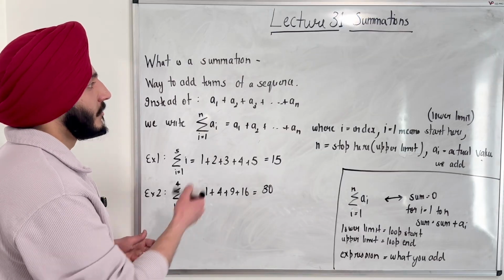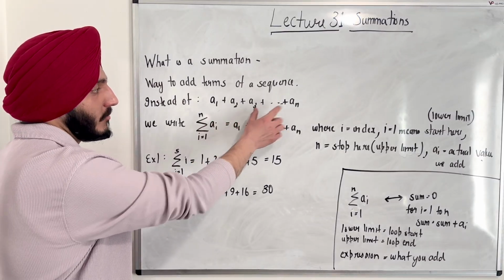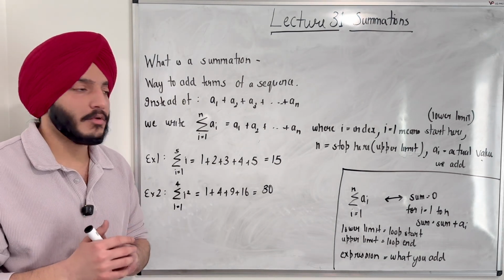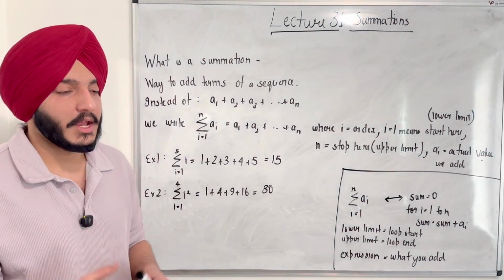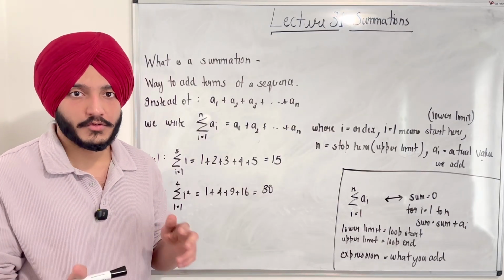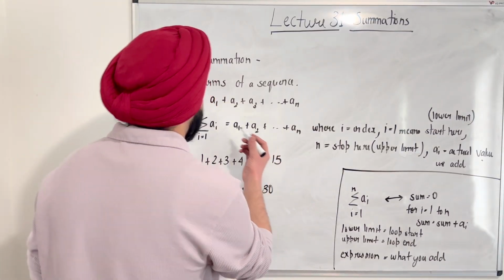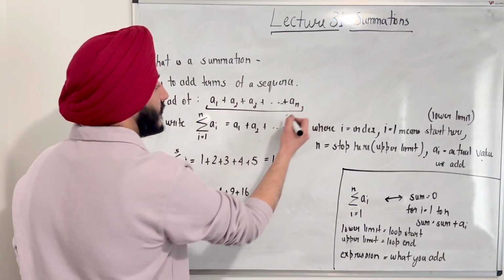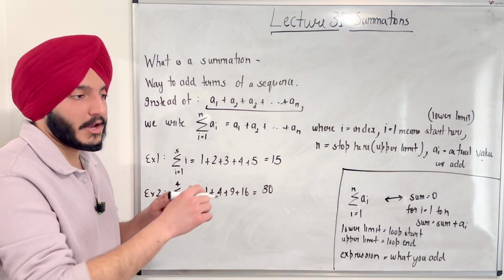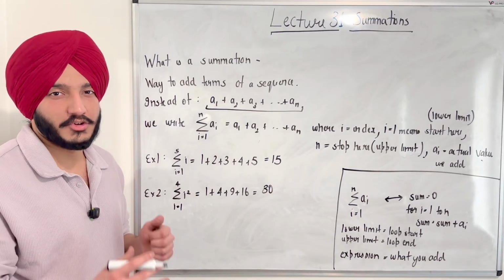Summation is a way to add terms of a sequence. Instead of writing it like a1 plus a2 plus a3 plus an, we represent it with this symbol. So let me give you a quick overview. Think about equations where you have to add a lot of numbers, or algorithms where you have to write a lot of numbers and represent them. It doesn't make sense to represent it this way. You can't just keep showing a plus sign and make a huge algorithm on a sheet of paper or your computer. You need a better way of representing it.